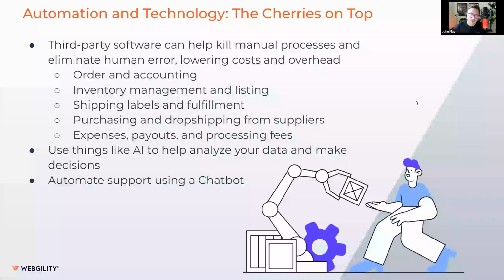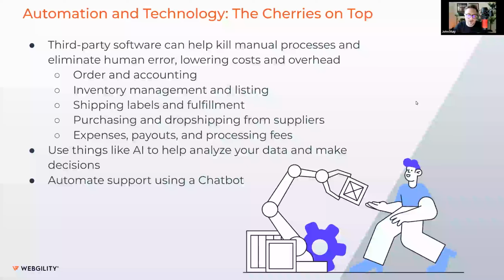Another thing I like to plug is utilizing AI to analyze your data and help you make decisions. I wouldn't let it make the decisions for you, but you can plug your data set into ChatGPT, if you're comfortable with that, and give it the chance to analyze your data and understand what trends you should be looking at and maybe what you should double down on.